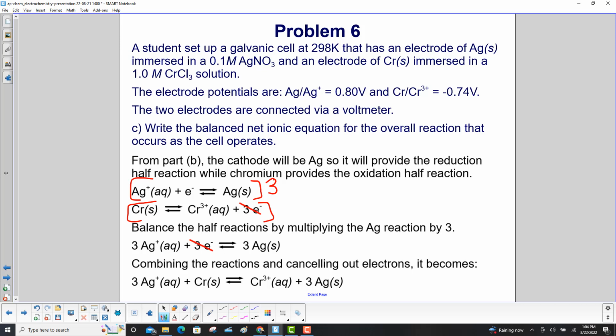Now we add them. And let me just erase something here so you can see what we're adding. We're adding this reaction to this one. So the electrons cancel out on each side. And this is our final equation here. That's our net ionic equation.